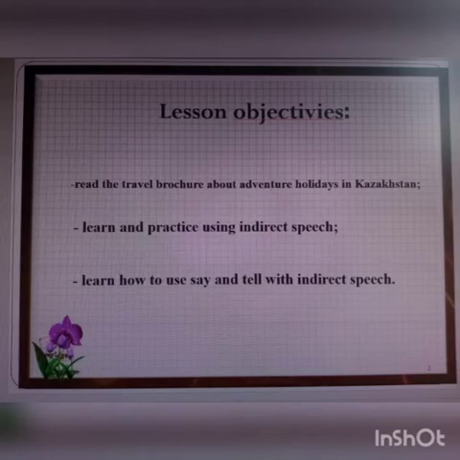Today's lesson objectives. You must read the travel brochure about adventure holidays in Kazakhstan. Learn and practice using indirect speech. Learn how to use say and tell with indirect speech.